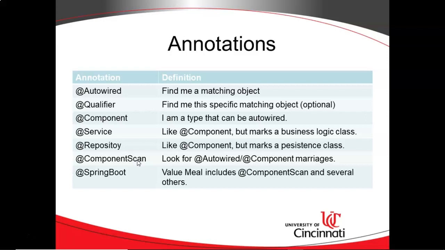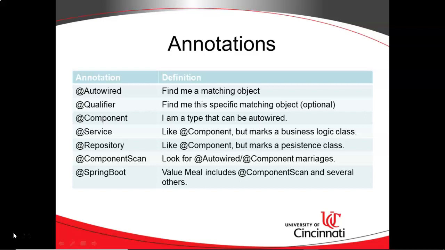There are a couple of annotations that are extensions of component. They're essentially like component, but they just add additional information. And that's @Service and @Repository. Service is what we tend to put above a service class or a business logic class. And repository is what we put above a DAO. Very similar to component, it's just helping us to mentally identify the purpose of these classes and add some other value as well.